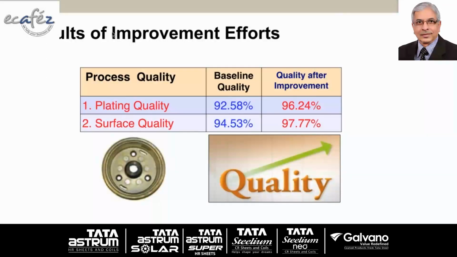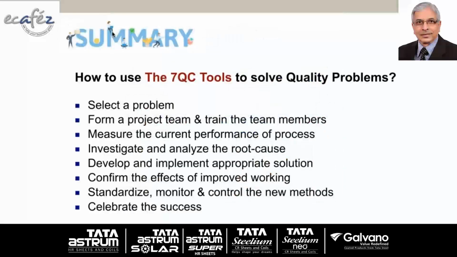As a result of improvement efforts, you can see the plating quality was 92.58%. It went up to 96.24%. Surface quality went from 94.53 to 97.77. These are the actual figures of a company located in the NCR region.